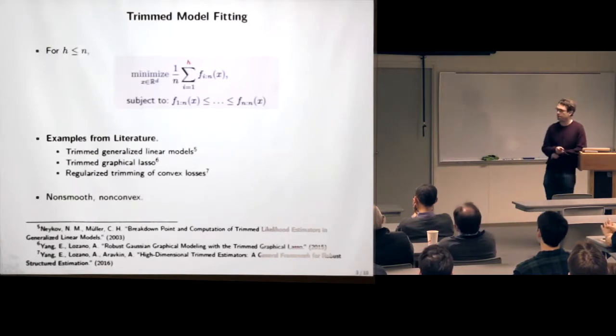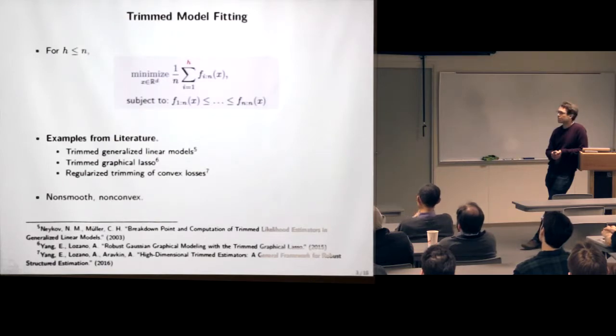Yeah? Could you say something about why this choice of notation, F1, comma N? I think I saw it in Rousseeuw's paper. Yeah, it's just a notation for an order statistic. Okay. I think it was common at the time. Yeah. Other questions?